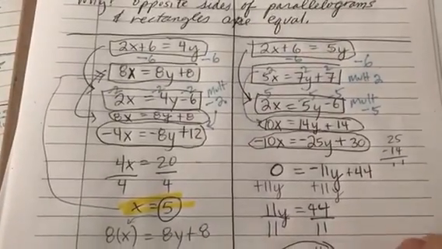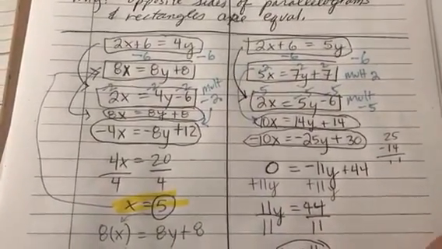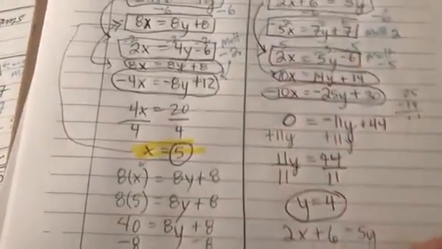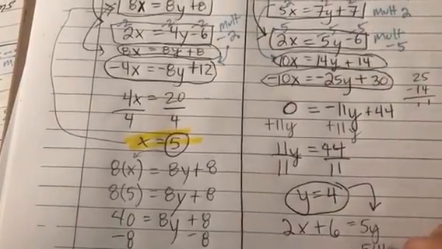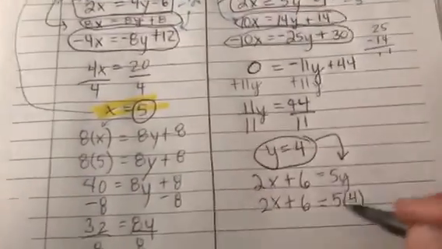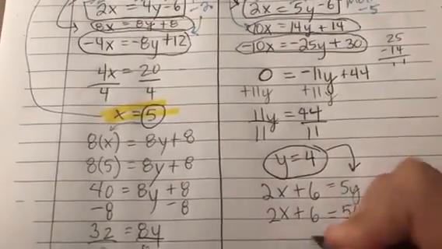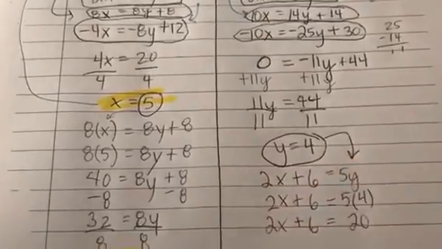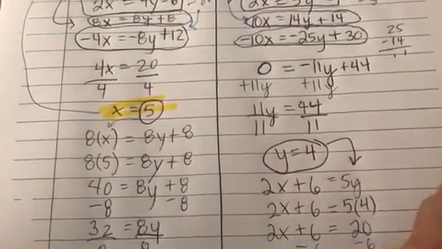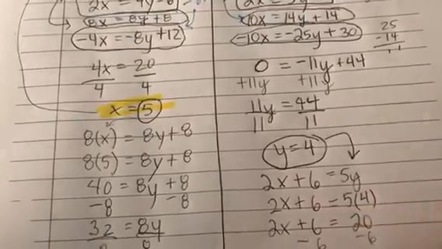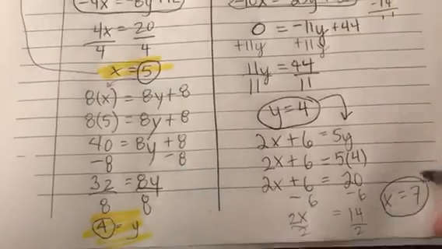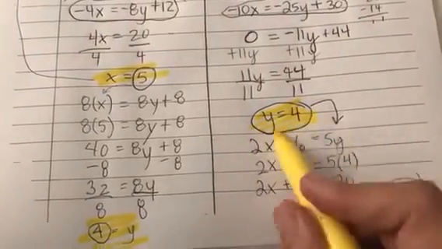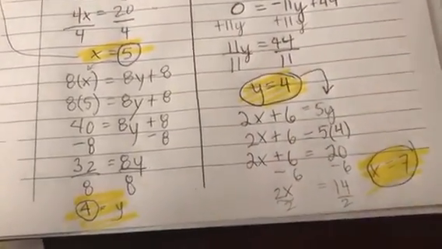So it's 2x plus 6 is equal to 5y. That was the first equation we used. So now I've solved the mystery of the y. It's 4. So 5 times 4 is 20. I'm going to recopy that. And if I subtract 6 on both sides, I get 14. If I divide by 2 on both sides, I get x is equal to 7. So there's my answer. When y is 4, x is 7.